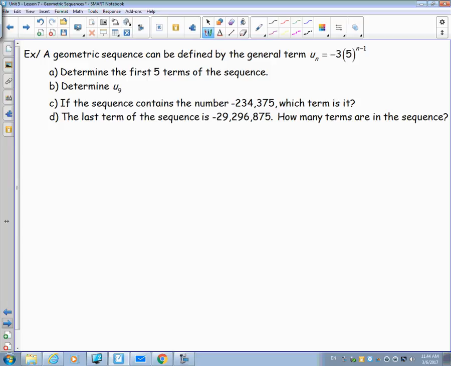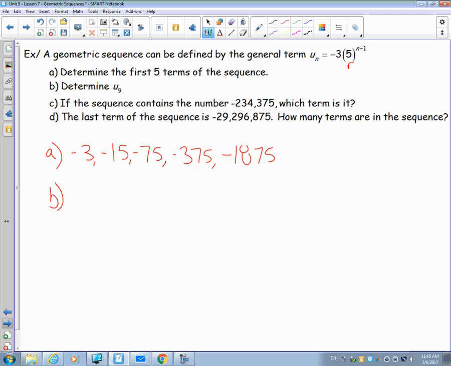A geometric sequence can be defined by this general term. Determine the first 5 terms of the sequence. Now, it's really nice doing geometric ones because you know the first term. It's -3. And you know how you can get to each term after that by multiplying by r. What's -3 times 5? -15 times 5. -75 times 5. -375 and times 5, -1875. Geometric sequences are really quick to figure out.